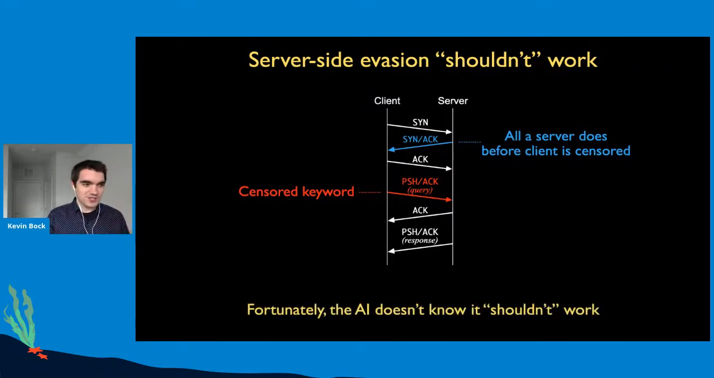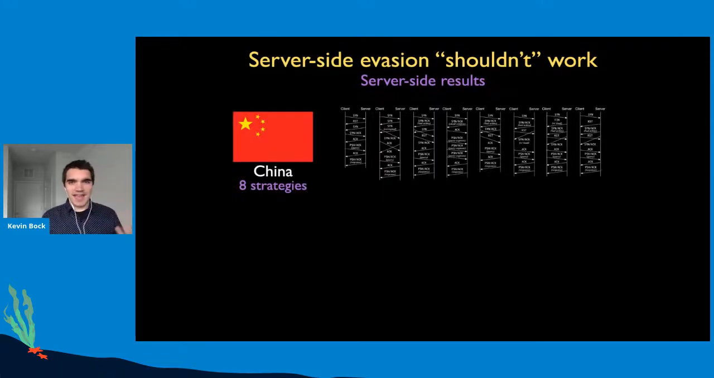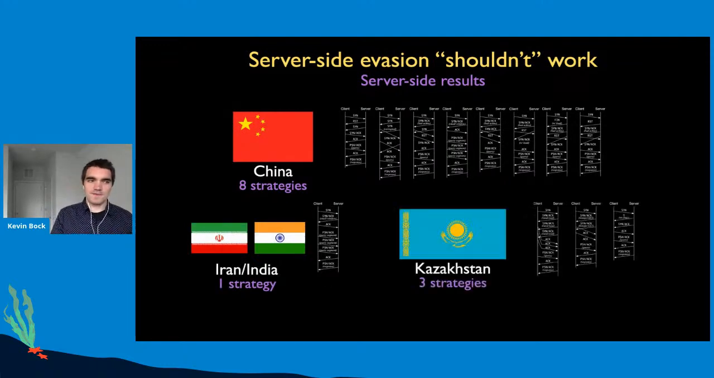Fortunately, we didn't tell Geneva that it shouldn't be possible, and we tried it anyway. What we ended up finding was we found 8 strategies in China. We found 1 that works in India and Iran. And we found another 3 that were successful in Kazakhstan. So we're really excited about this.